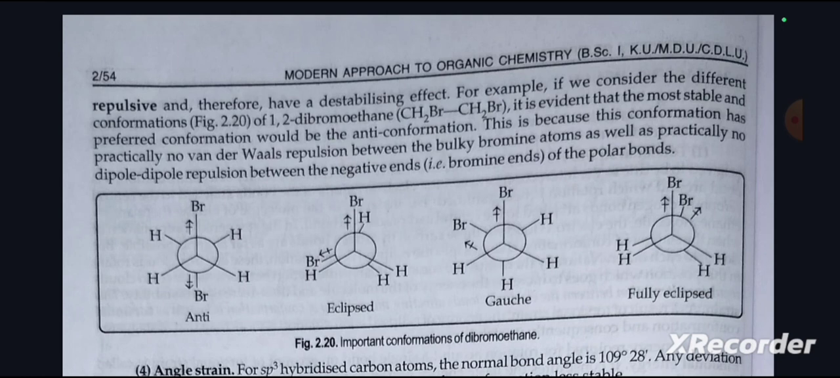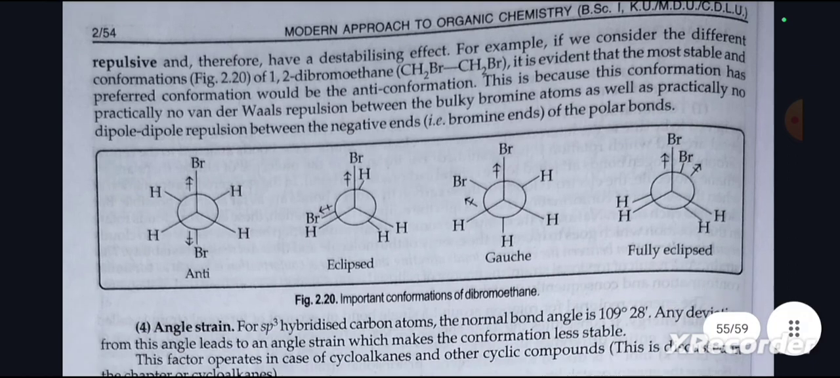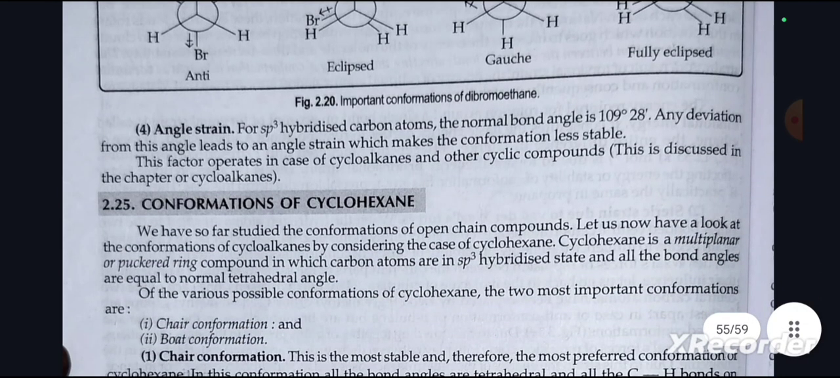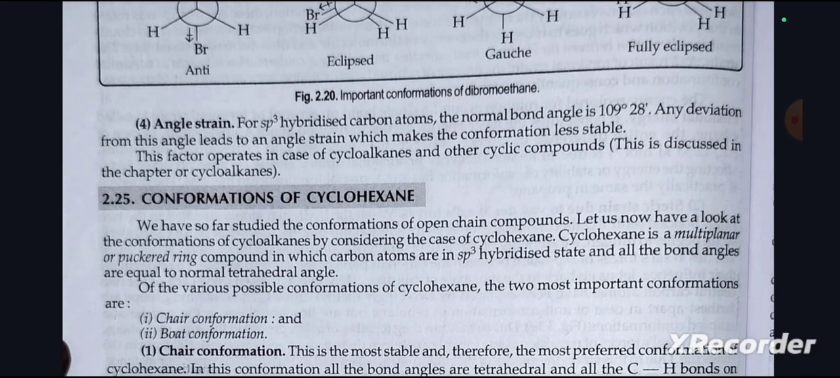For example, if we consider the different conformations (figure 2.20) of 1,2-dibromoethane, CH2Br-CH2Br, it is evident that the most stable and preferred conformation would be the anti-conformation. This is because this conformation has practically no van der Waals repulsion between the bulky bromine atoms, as well as practically no dipole-dipole repulsion between the negative ends, that is the bromine ends, of the polar bonds. Figure 2.20. Important conformations of dibromoethane.